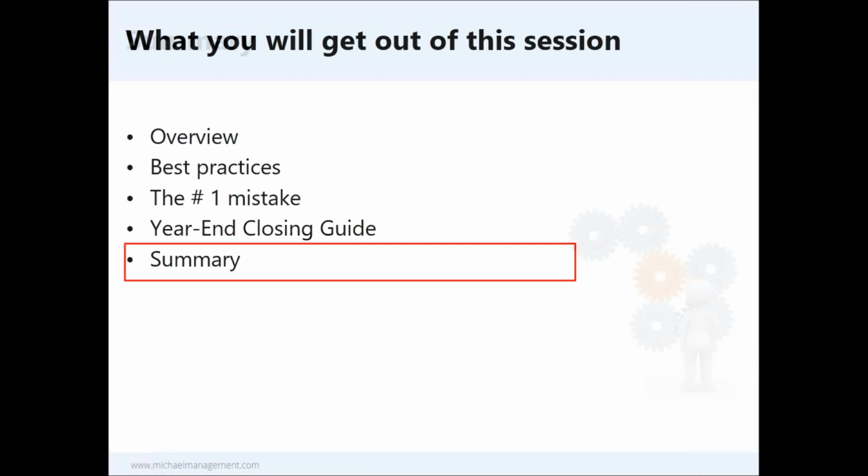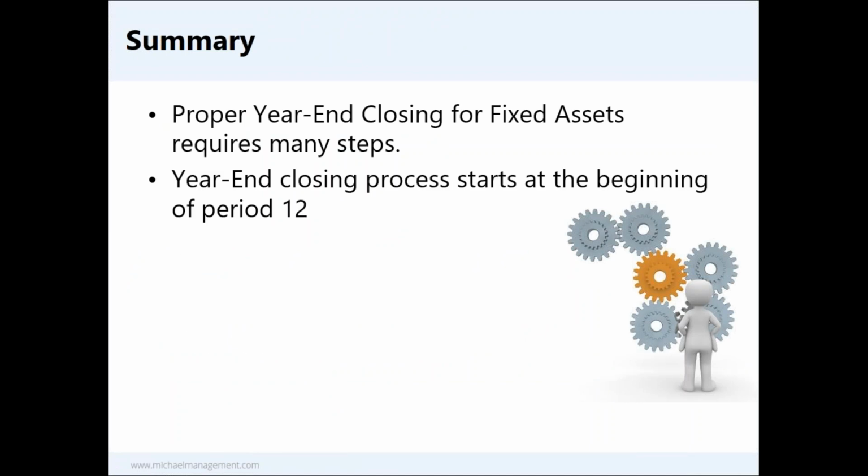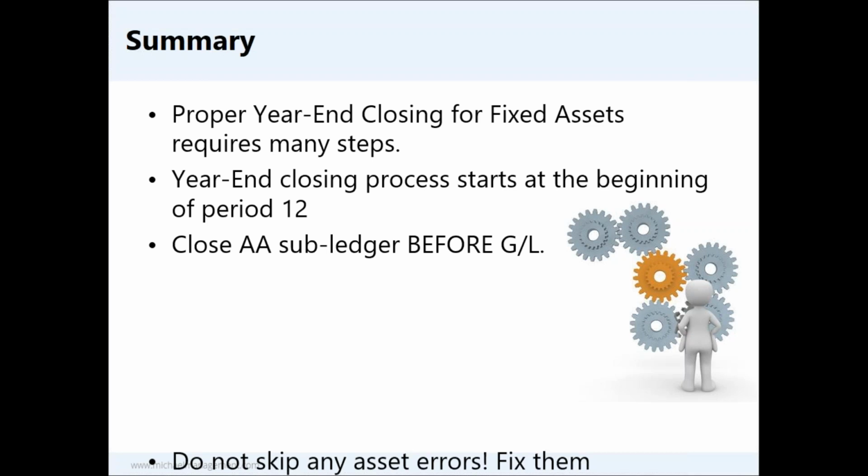All right, so with that, let's quickly summarize what we went through. First, let's be aware that the year-end closing for asset accounting requires many, many steps. It's not just open the year and close the year, but a dozen steps. And the year-end closing process starts right now. At the beginning of period 12, you need to run through these steps. Most importantly, make sure asset accounting gets closed before the general ledger. No matter what happens, always make sure the subledger gets closed first.